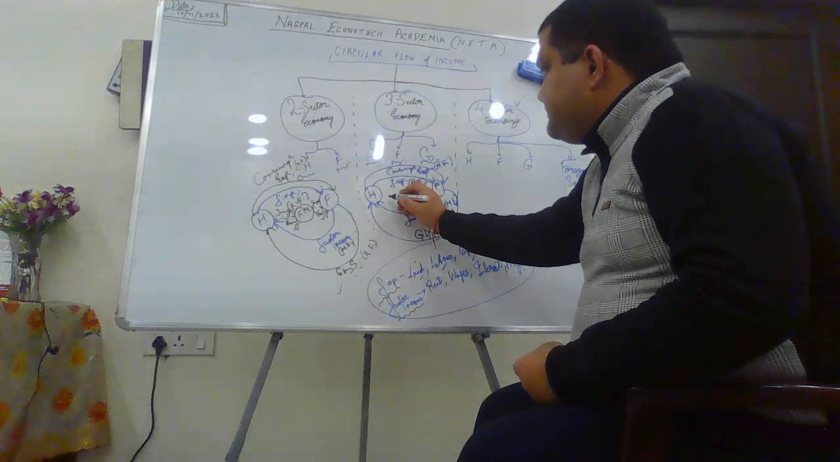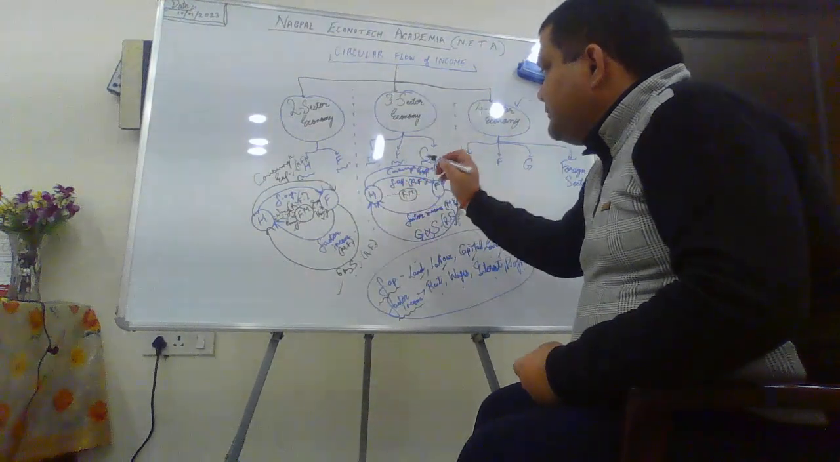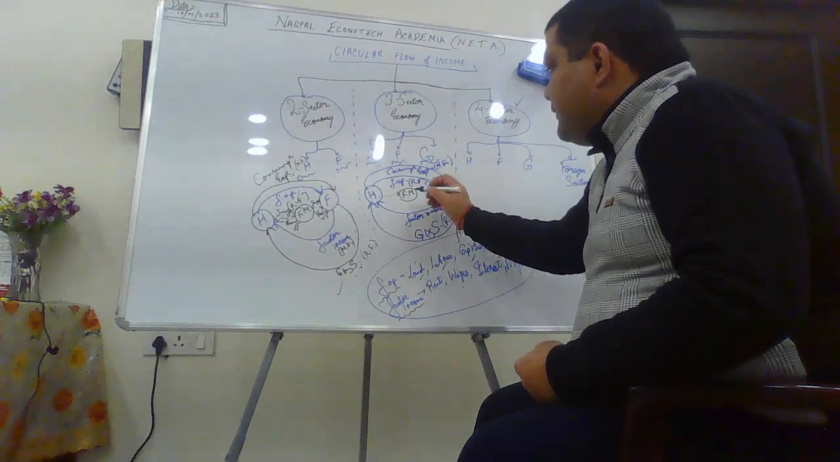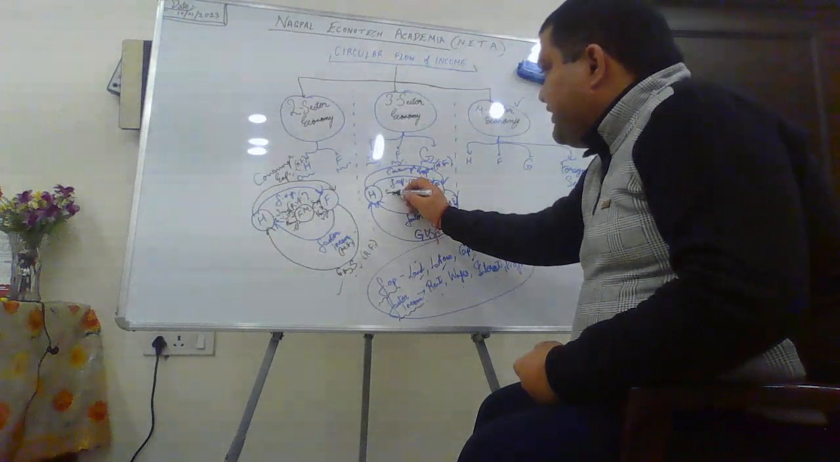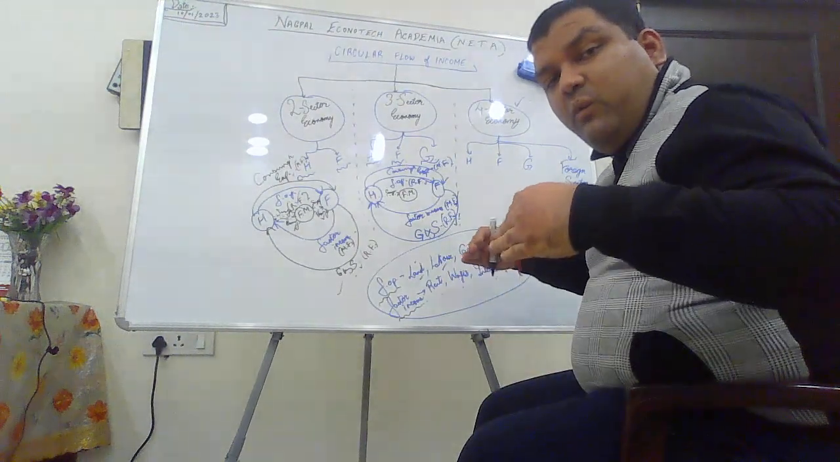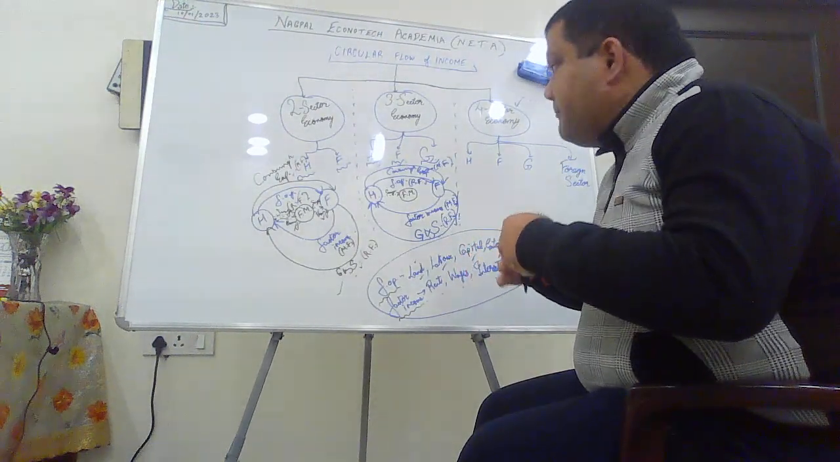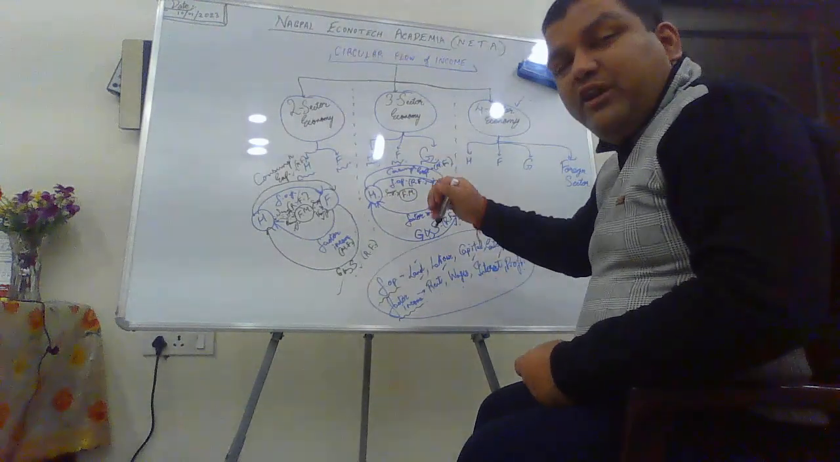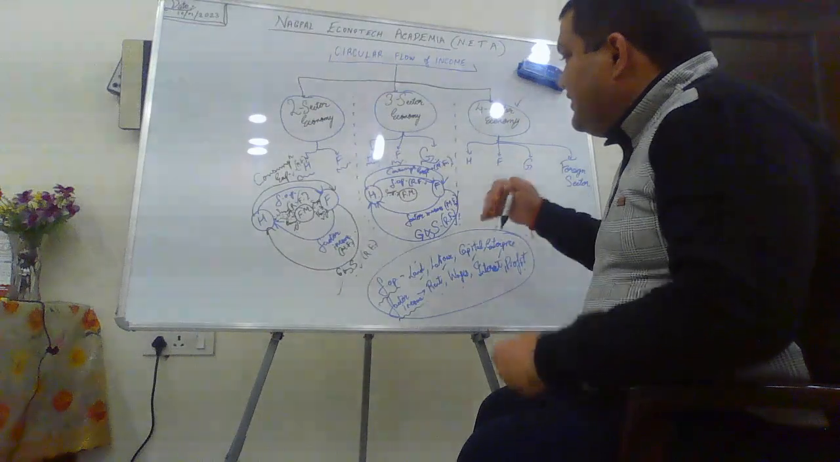That is, the household sector is going to deposit certain savings. And what are the savings? Savings are the withdrawing of certain money from the circular flow. So that would be leakage.